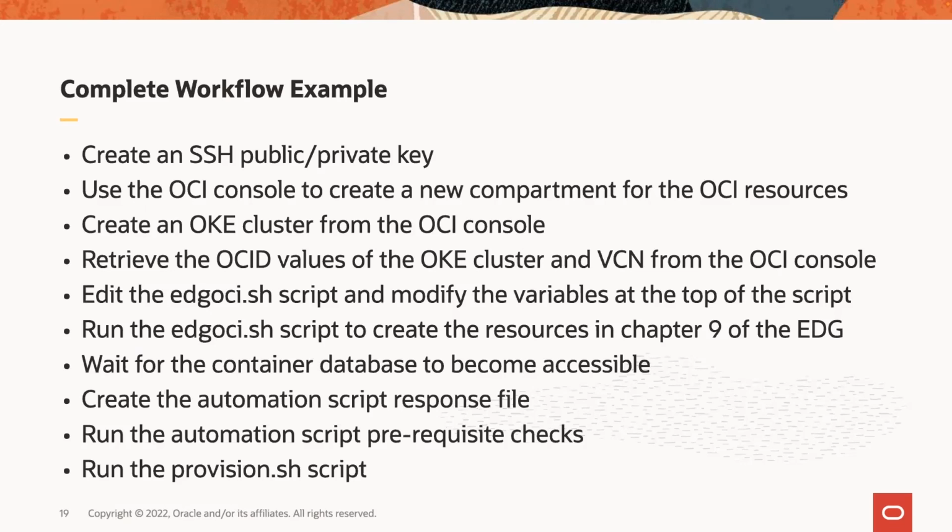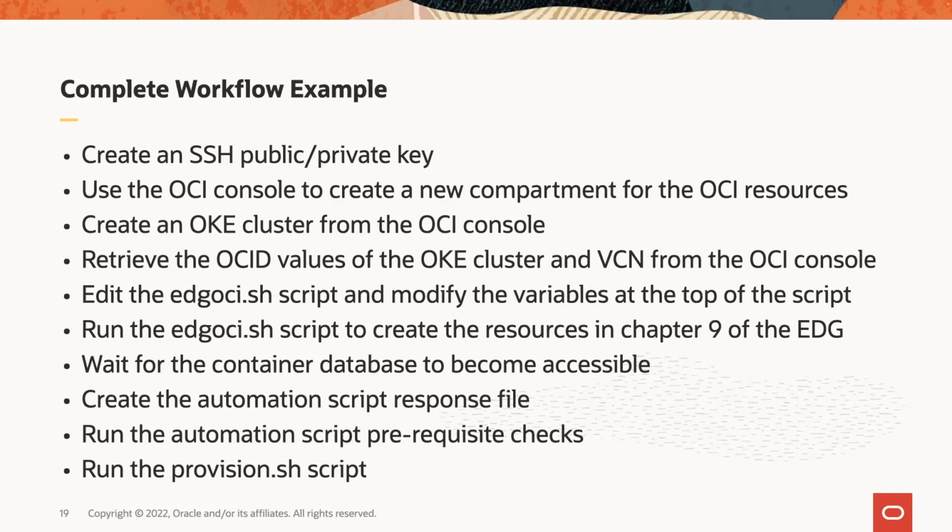Using both the edgoci.sh script to create the OCI infrastructure pieces and the EDG automation scripts to install, configure, and integrate the IAM products, the workflow would be something like the following. Create an SSH public and private key. Use the OCI console to create a new compartment for the OCI resources. Create an OKE cluster from the OCI console. Retrieve the OCID values of the OKE cluster and the VCN from the OCI console.